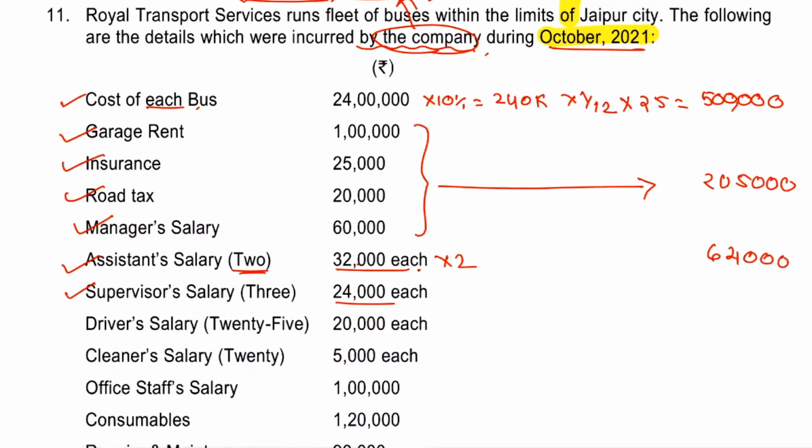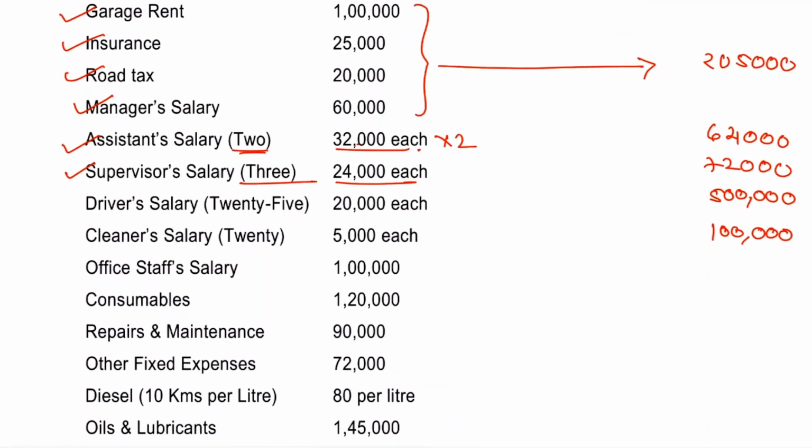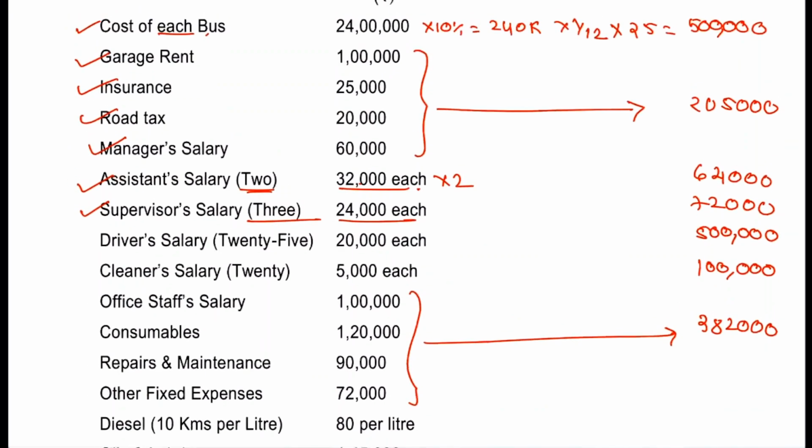How many? 24,000 each into 3. That is... then 20,000 into 25. कितना? Then 5,000 into 20. Hello. 1 lakh. Right? Anything mentioned about these expenses? No. I can directly copy. 3 lakh into 2,000. Acha, can you just do one thing?